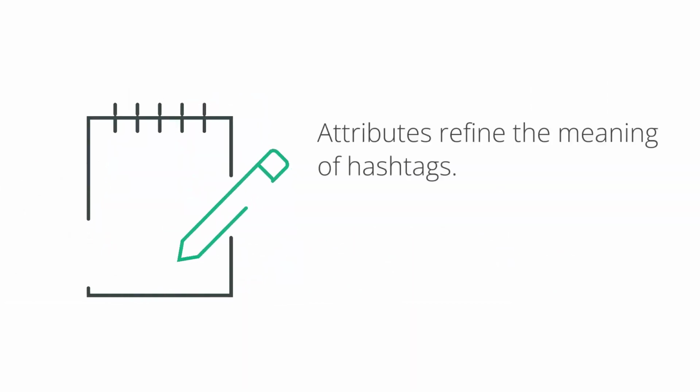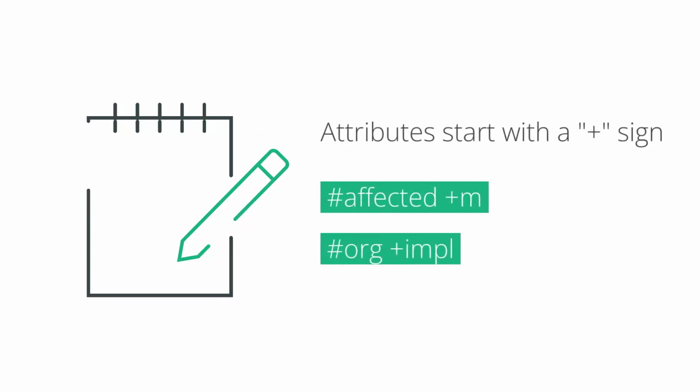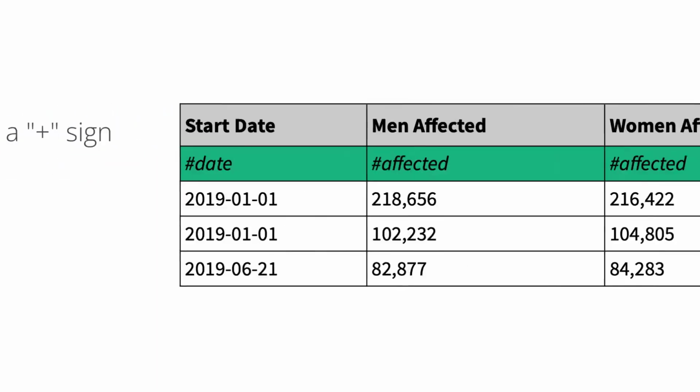As we mentioned earlier, you can refine the meaning of general hashtags using attributes. Because they add on to hashtags, attributes start with a plus sign instead of a hash sign. An attribute standing by itself, like +m, would not be meaningful. It needs to come after a hashtag to make sense.